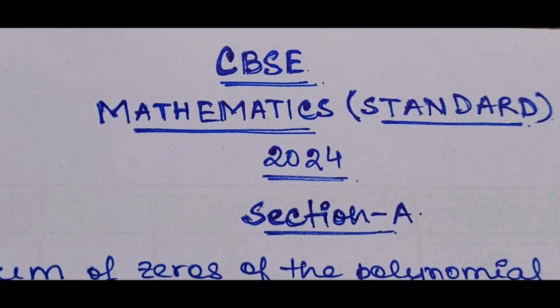From today, we are starting the series solution of the CBSE 2024 Maths paper. First, we are to deal with section A. Now, section A has 20 questions, each of 1 mark.